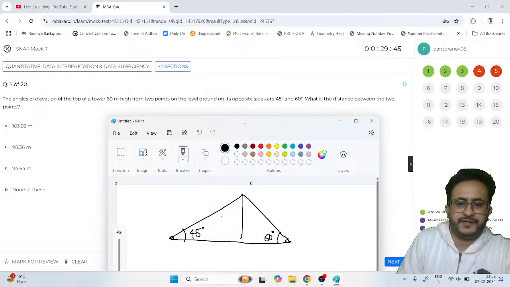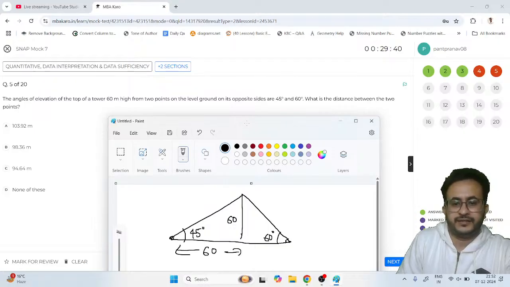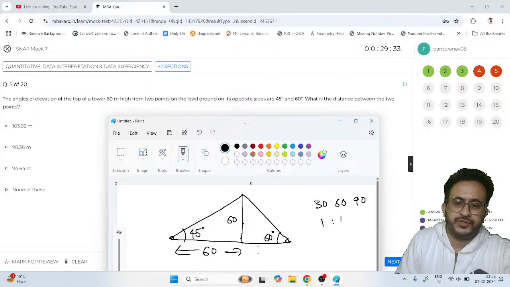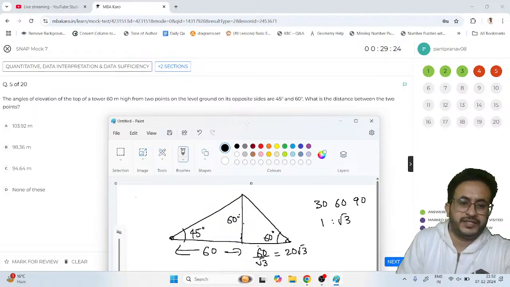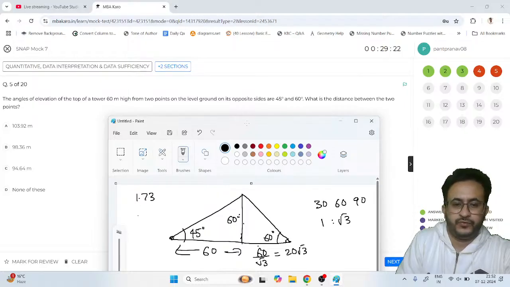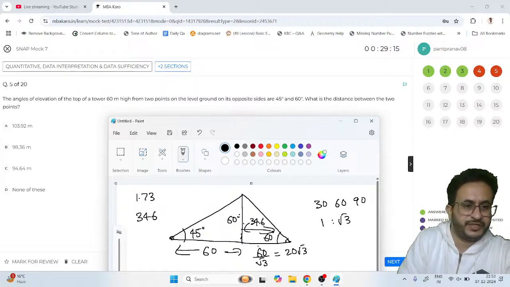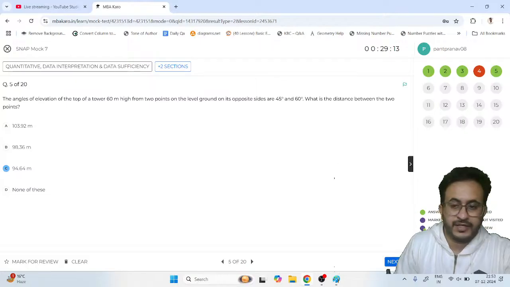Okay. So 45, this is 60. So 45, 45 triangle, this is 60. And this is 60, 30, like 30, 60, 90. The ratio is 1 ratio root 3. So opposite to this is root 3 times. So it will be 60 upon root 3. That is 20 root 3. Now root 3 is 1.73 into 20 will be 34.6. So this part is 34.6 and 60, 94.6. That will be our answer.